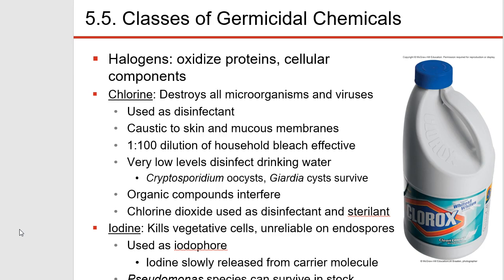Very, very low levels of disinfectant are placed in drinking water. Cryptosporidium oocysts we talked about, and Giardia cysts survive there. So we have to make sure that we have some type of chlorine present in drinking water, hence the chlorine in the water, to try to destroy these things.